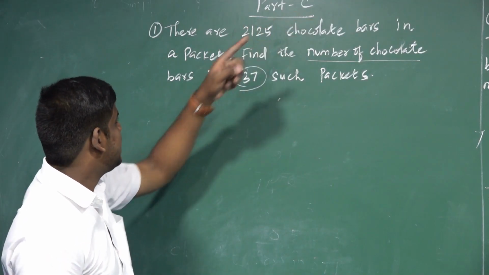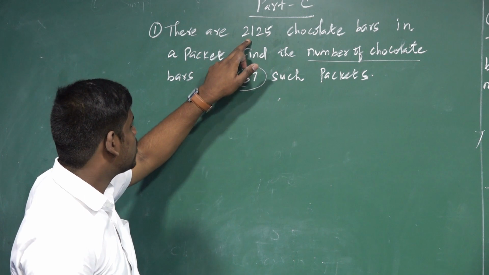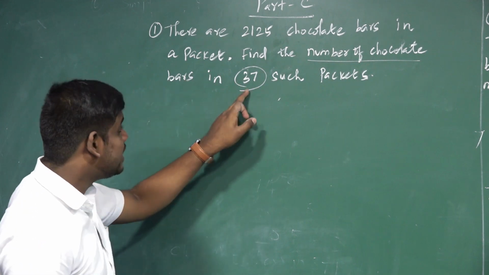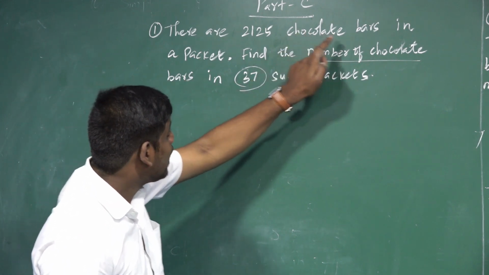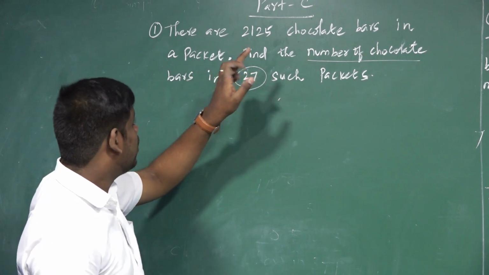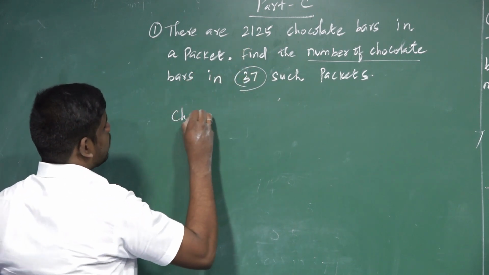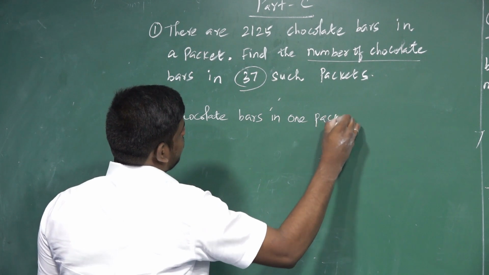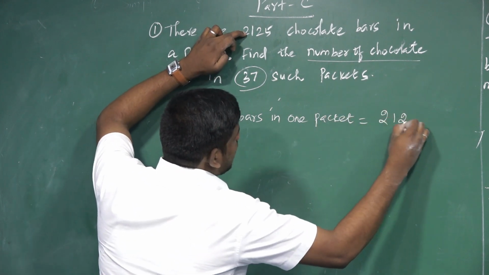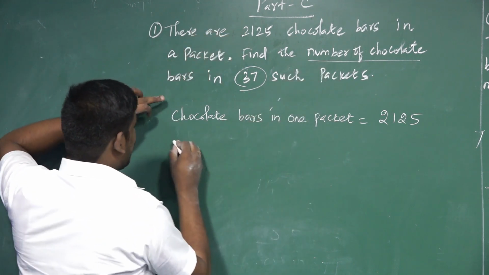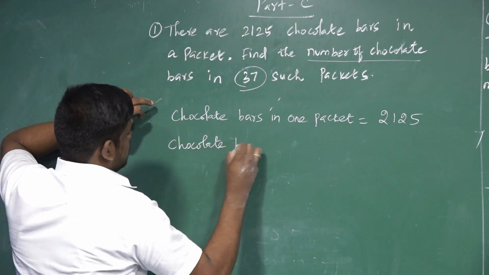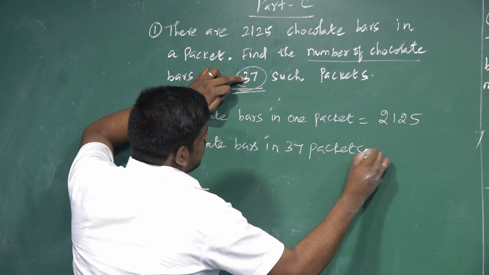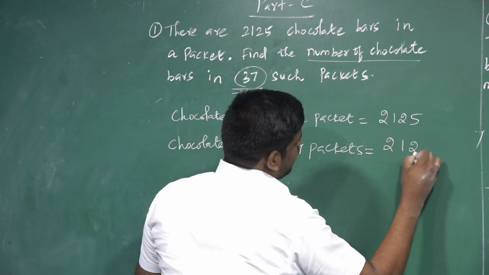Next we see part C. Read the question. There are 2,125 chocolate bars in a packet. Find the number of chocolate bars in 37 such packets. See, chocolate bars in a packet means we can consider one packet. So we write chocolate bars in one packet. That is equal to 2,125. We have to calculate chocolate bars in how many packets? 37 packets.